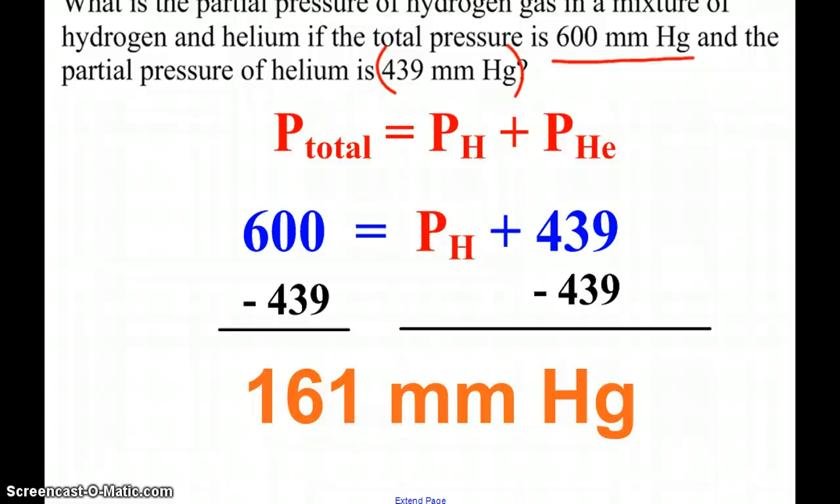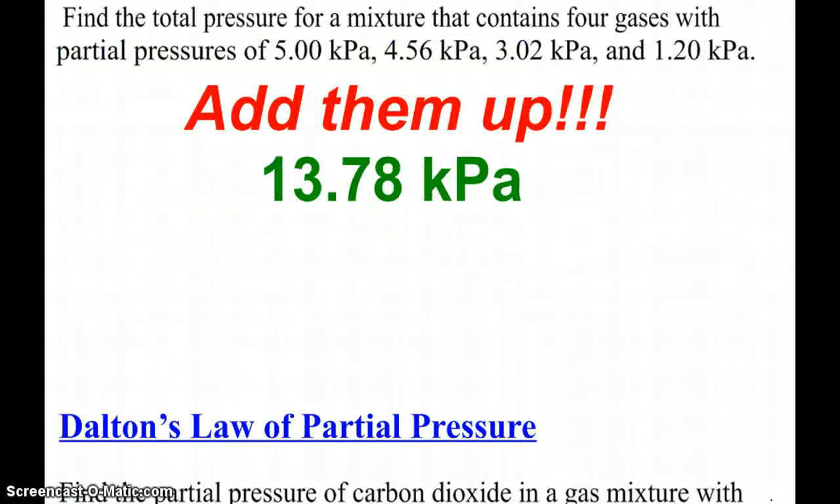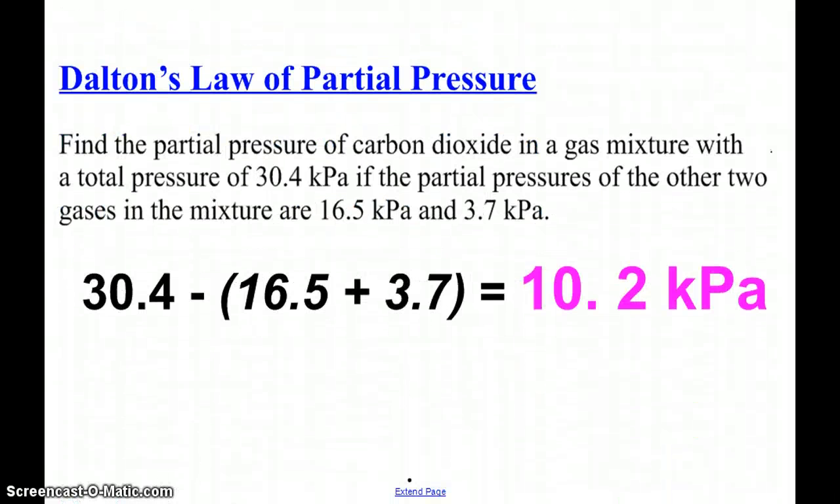Practice problem number 5 asks us to find the total pressure of a mixture. Well, how do you find the total of anything? You simply add it up. Thank you, Violent Femmes. So here we have these 4 gases that if you add up their partial pressures, it ends up being 13.78 kilopascals. The third practice problem, a little trickier than the first one because now we have to subtract out more than one gas.